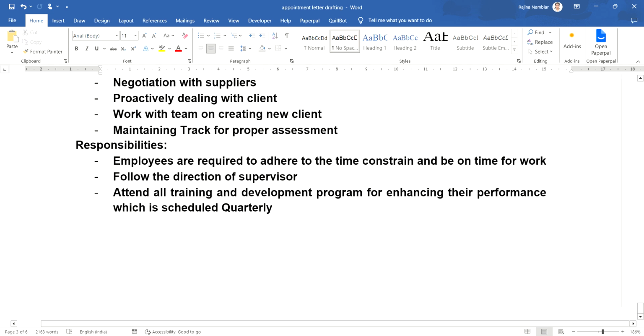So, in a nutshell, I've just given you an idea of what all things to be included. It depends upon the kind of company or the kind of industry you're working in. It might change, but the overall picture has been given.